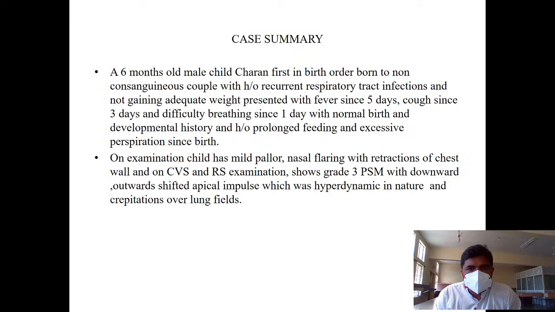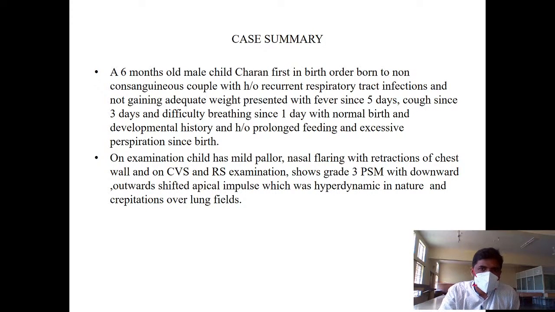So let's summarize the case. A 6 month old child, Charan, first born to a non-consanguineous couple, with history of recurrent respiratory tract infections, not gaining adequate weight, presented with fever since 5 days, cough since 3 days, and difficulty in breathing since 1 day, with normal birth and development history, with history of prolonged feeding and excessive perspiration. On examination, the child has mild pallor, nasal flaring with retraction of the chest wall, a grade 3 PSM, the apex shifted outwards, and crepitations over the lung fields. So this is the case summary.